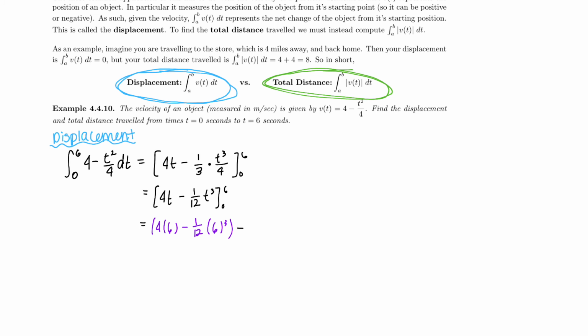Minus, for the lower bound, it's going to be 0. So this should come out to be, I believe, 6. Let me just double check that though. So we have 6 minus 0, which is 6. And then we were told this is in meters per second, so 6 meters is our total displacement. Just flat out integrating it.